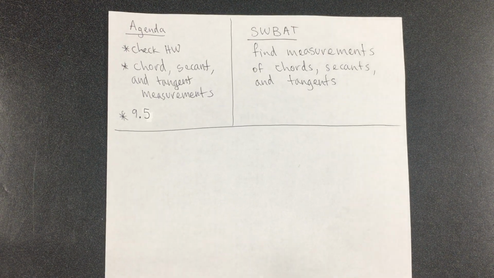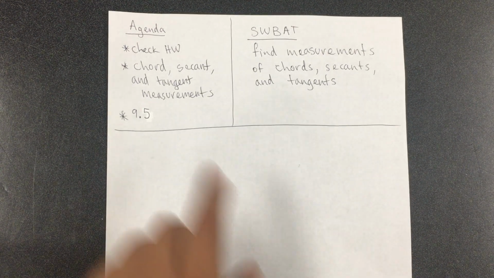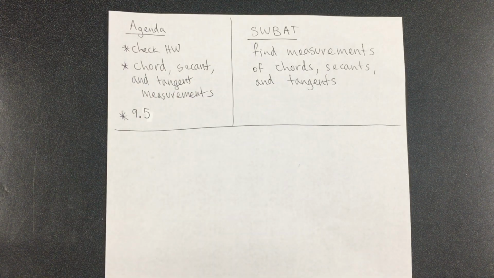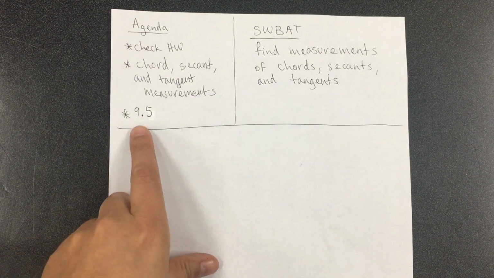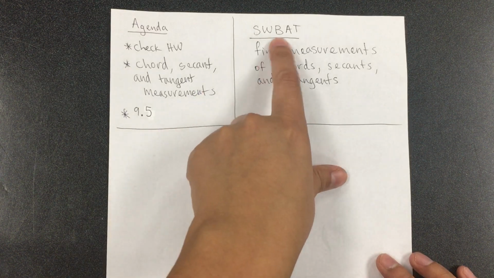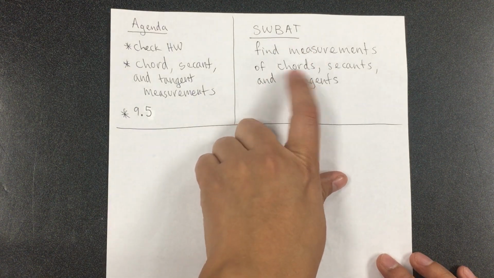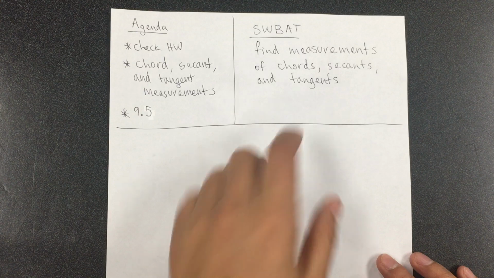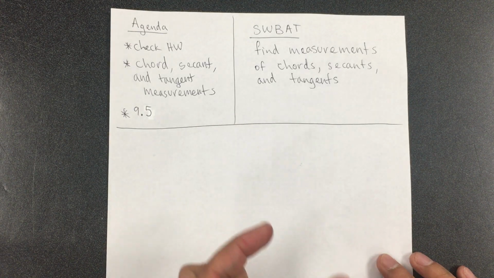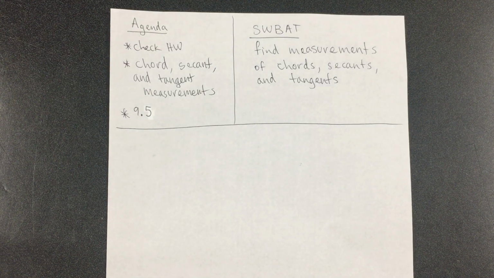Hello students, today's agenda is to check homework. We'll be working with chords, secants, and tangent measurements. And today you will be able to work on 9.5. Today students will be able to find measurements of chords, secants, and tangents. And actually it's segments of them, okay?